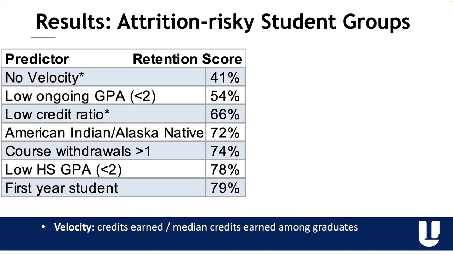Other retention predictors include a low college GPA and credit ratio. Credit ratio means how many credits a student earned divided by the total attempted credits by this student. We also find minority students need to be more supported for improving their retention probability. Additionally, course withdrawal, high school GPA, and being in their first year, as they won't have many credits earned, are also important factors identified by the retention model.